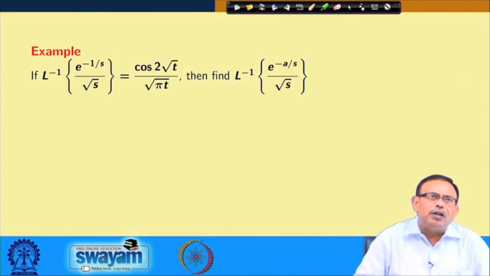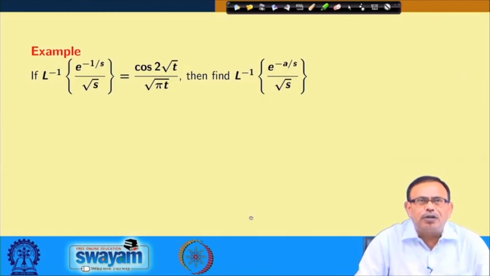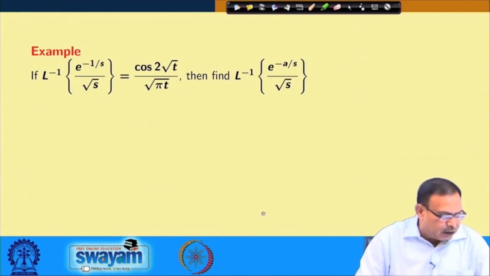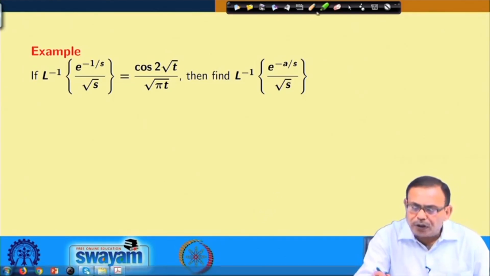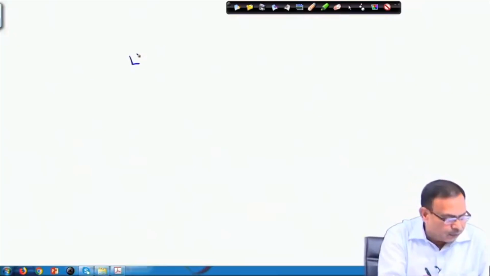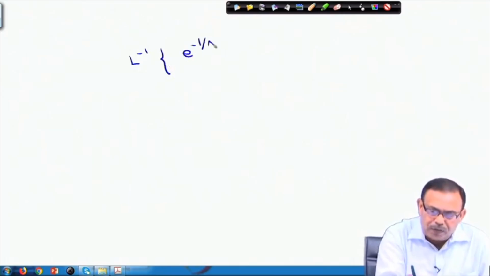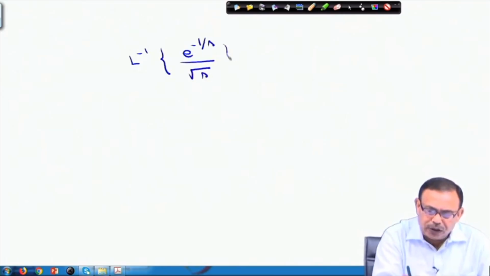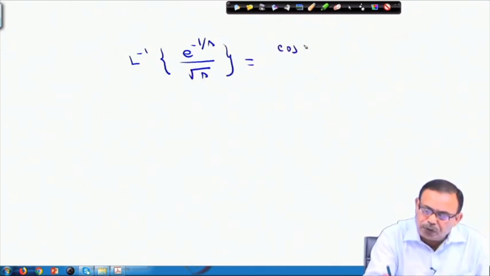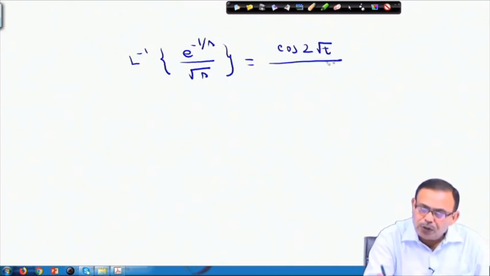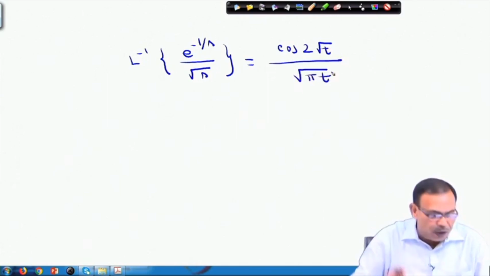Now, next one is, if I know that the Laplace inverse of e power minus 1 by s by root s is cos of 2 root t by root pi t, then find the value of this one, that is the Laplace inverse of e power minus a by s by root s. So, if we start from here, the Laplace inverse of e power minus 1 by s by root s is equal to cos of 2 root t by root pi t. This is given to us.